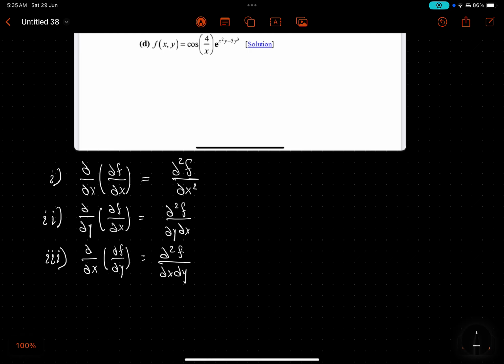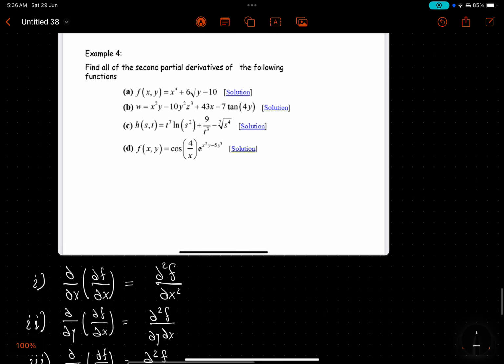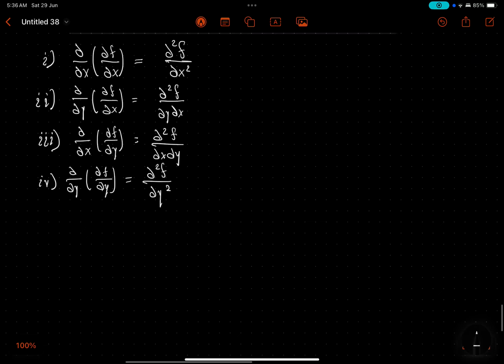And our other way, or fourth way, is that we differentiate with respect to y and then differentiate with respect to y again. So we have four partial derivatives that we need to evaluate, since we're asked to find all of the second partial derivatives of the following functions. So let's start with example A.